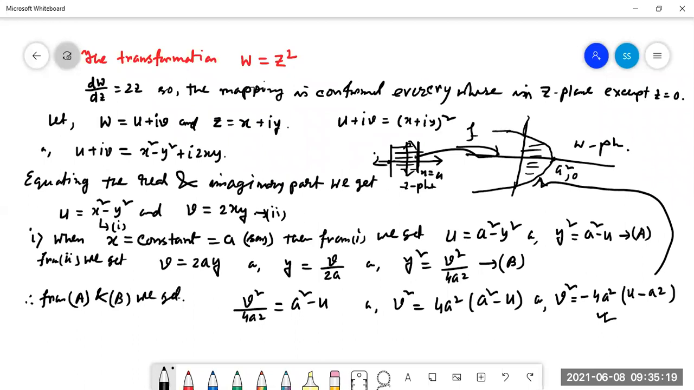Yes, sir. So x equal to a is a straight line which is parallel to the y-axis, and if we take x equal to minus a, this point is x equal to minus a. That strip, after the transformation f into the w plane, is coming as a parabola. Is it clear? So the strip is coming into the parabola. Now here we are taking x constant. Now we have to take y equal to constant.